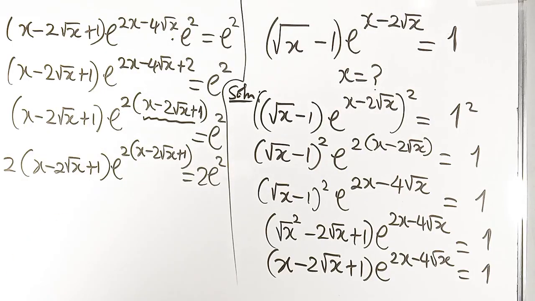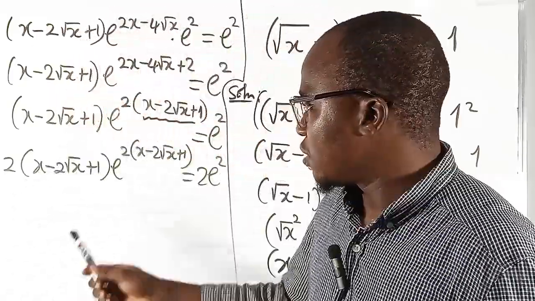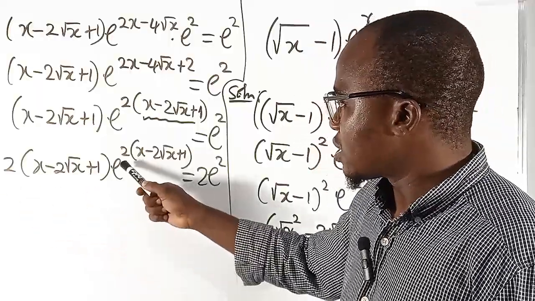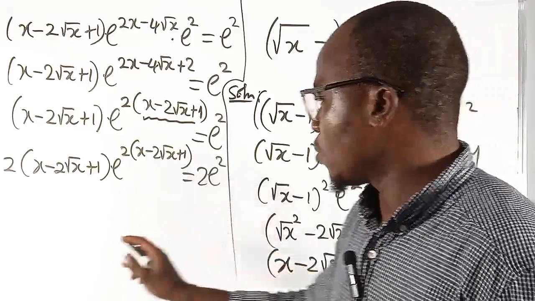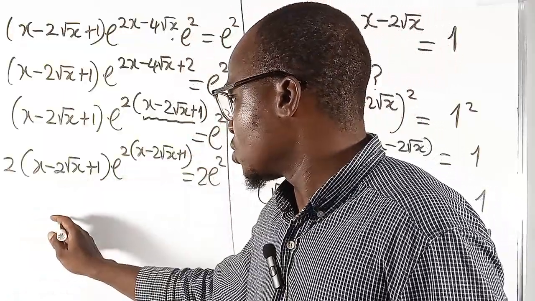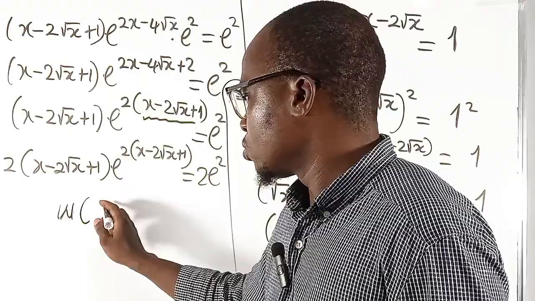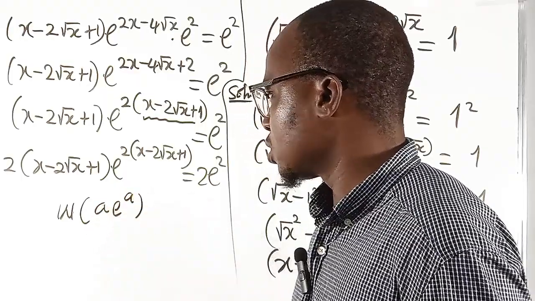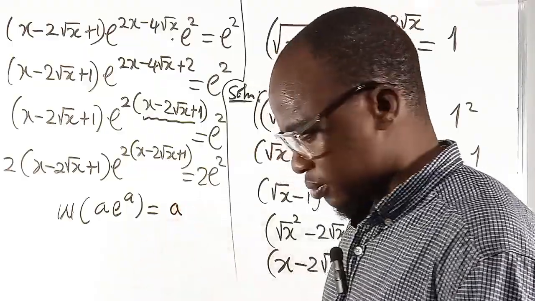Understood? So from there, the next thing we're going to do, now we can see that whatever we have here is the same thing here. So that is what Lambert, anytime you see a function like that, we're going to apply that is, a e to the power of a, like this, so everything is going to be a.